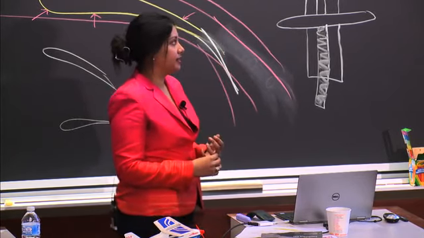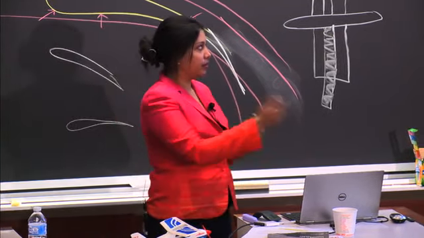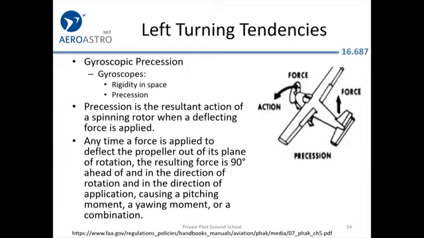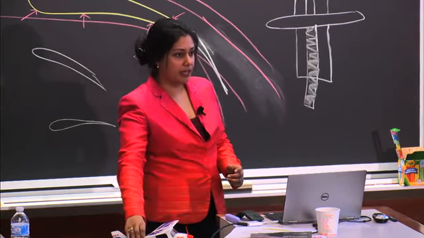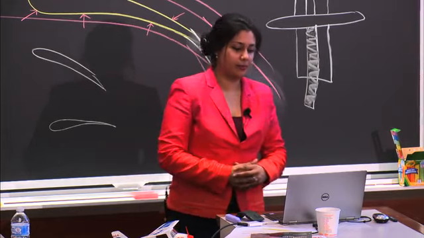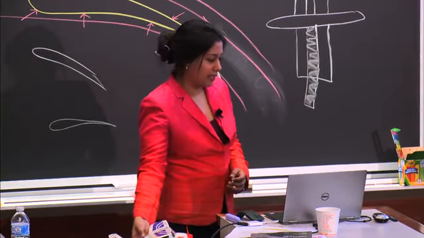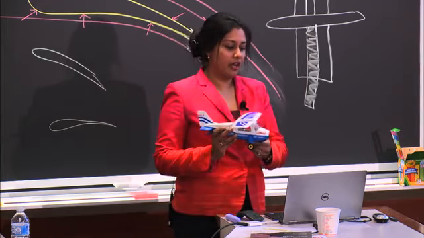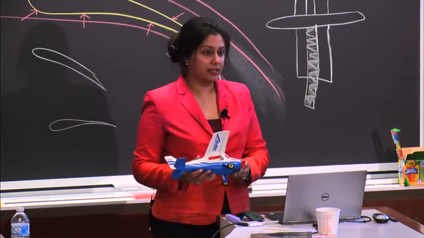Precession is basically that the resultant action of a spinning rotor when a deflecting force is applied happens 90 degrees ahead of that rotation. Because of that, you have the propeller spinning, and that causes this gyroscopic precession, and that causes a force 90 degrees out of sync, which causes a yawing movement, a pitching and a yawing in this case.